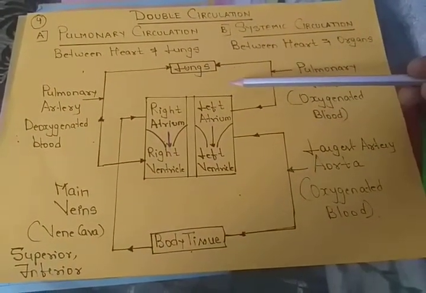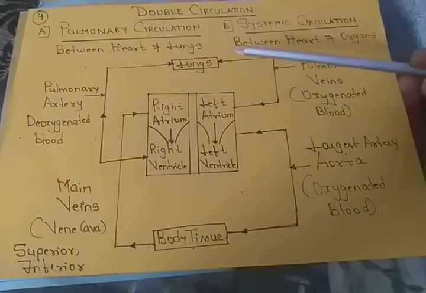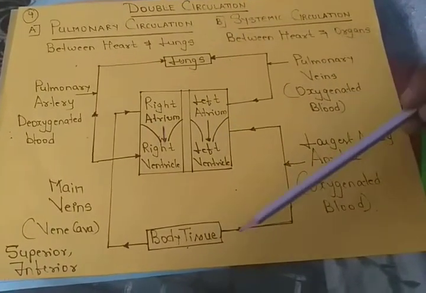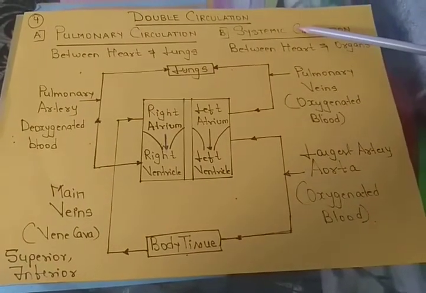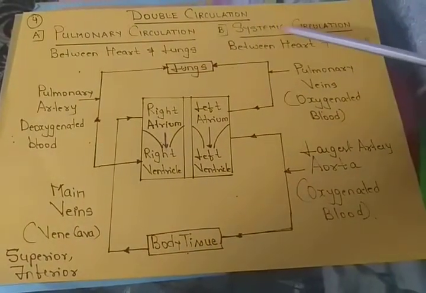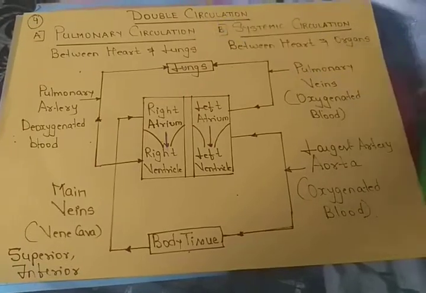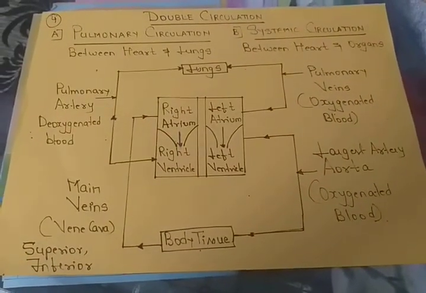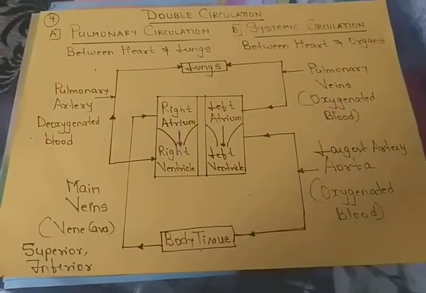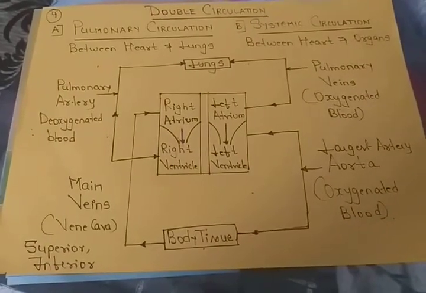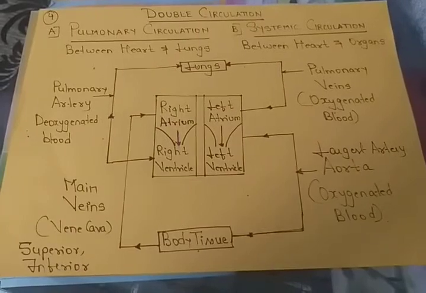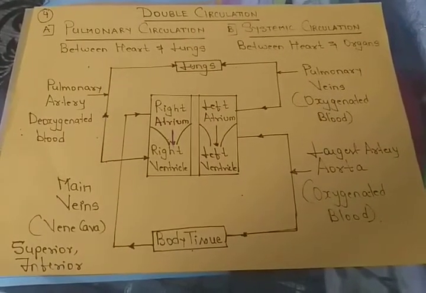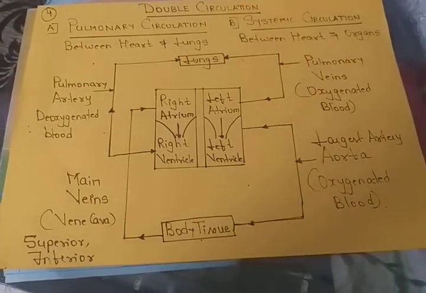Because the lungs are involved, it is called pulmonary circulation. Because the body tissue is involved, it's called systemic circulation. So pulmonary plus systemic circulation, that is the double circulation. Remember, all arteries contain oxygenated blood except the pulmonary artery. And all veins contain deoxygenated blood except the pulmonary vein.